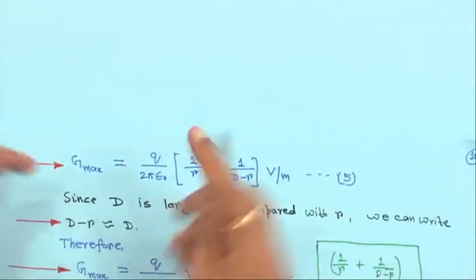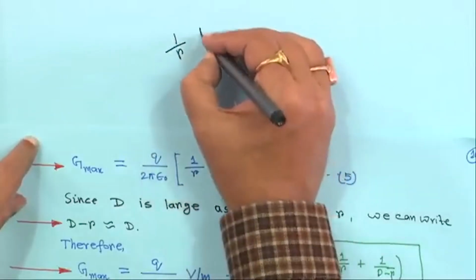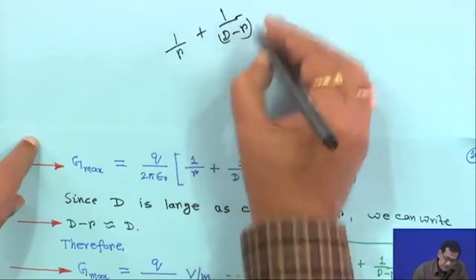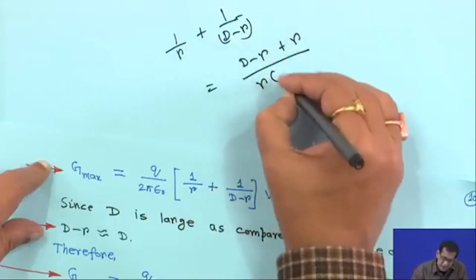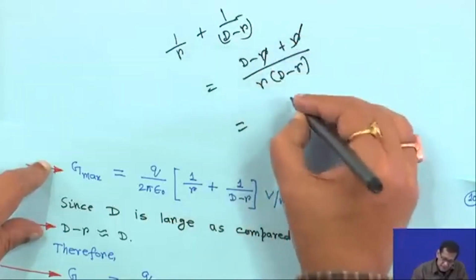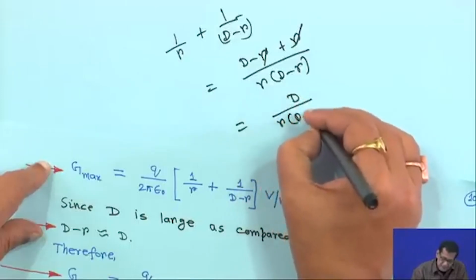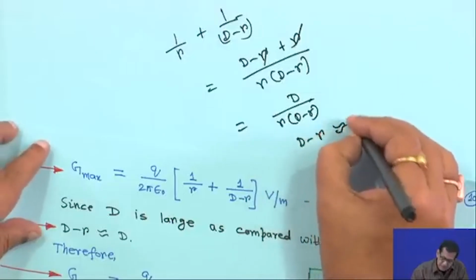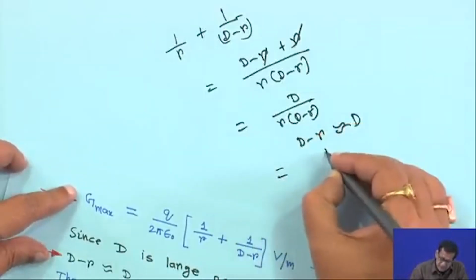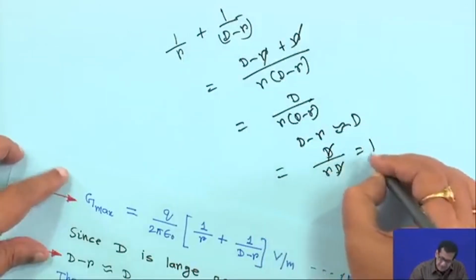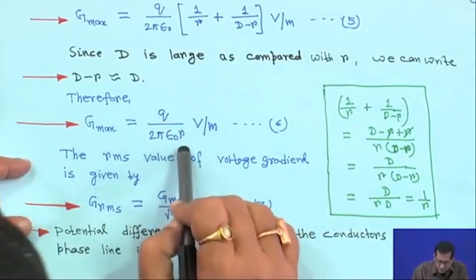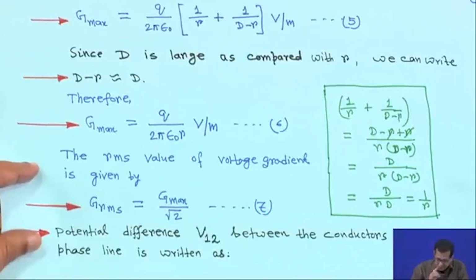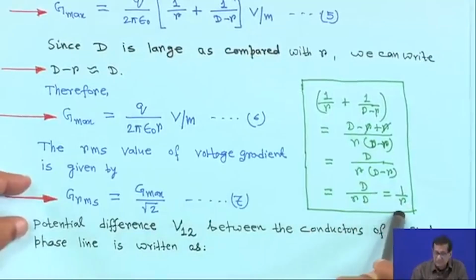How is it happening? Actually, it is 1 upon r plus 1 upon d minus r, which is equal to d minus r plus r divided by r into d minus r. The r cancels, giving d upon r into d minus r, but d minus r is approximately equal to d. Therefore, it is d upon r d; d and d cancel, it is 1 upon r. That is why this expression is approximately equal to 1 upon r, and so Q upon 2 pi epsilon 0 r volt per meter. Same calculation I have made here.